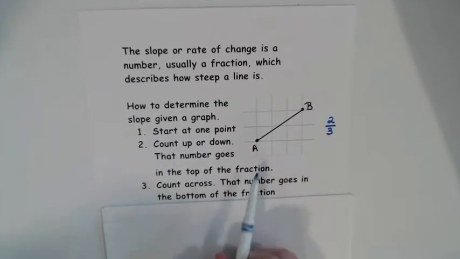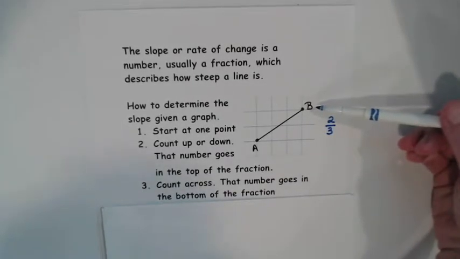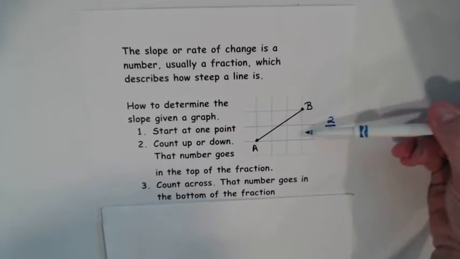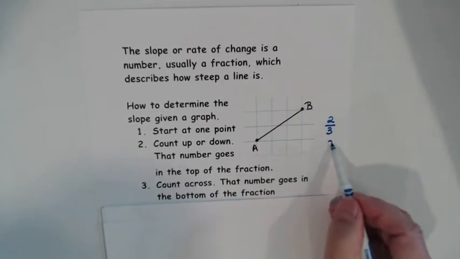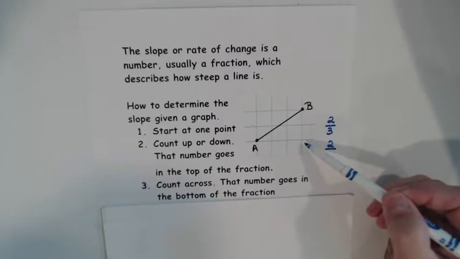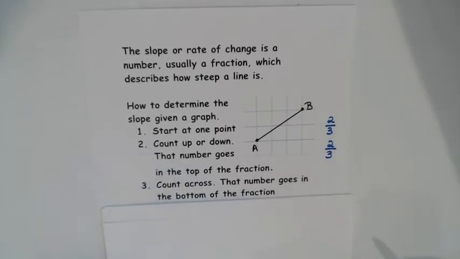It doesn't matter if I start at A or B. I can start at B. So let's start at B. I'm going to follow these same instructions. Starting at B, I need to go up or down. Well, if I start at B, I need to go down. So I'm going to go down 1, 2. I put 2 in the top of the fraction, and then I start going across 1, 2, 3, and I put 3 in the bottom.